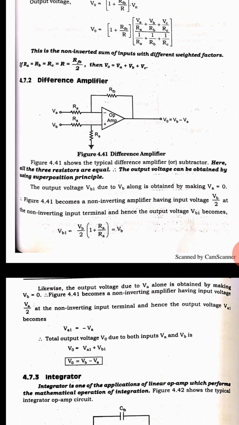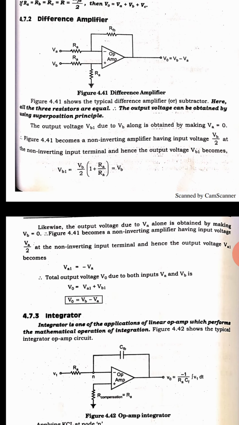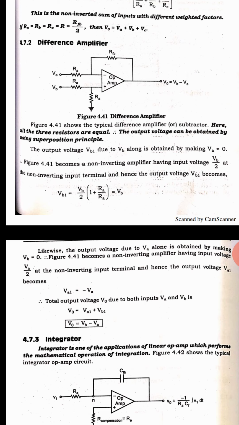The expected output V0 in case of difference amplifier is VB minus VA. Okay. And all the resistances are made equal to the same value. We are going to discuss the superposition principle. What is superposition principle? In the first unit itself we have studied. When the system has two inputs, the circuit can be analyzed by keeping one source alone and making the other one 0. Then the same analysis has to be repeated for the second source. Consider the second source and make the first one 0. So in this way we are going to discuss one by one.